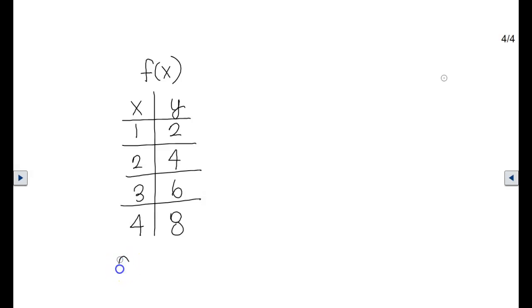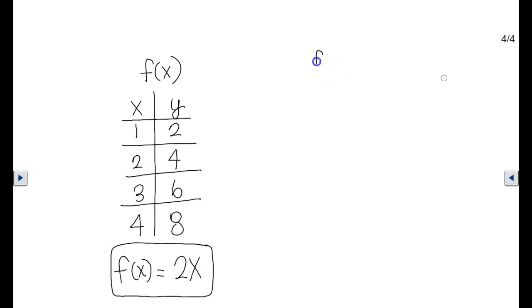So if I look at this and I think about what I see happening here, how are they determining that y value? 1 goes to 2, 2 goes to 4, 3 goes to 6, 4 goes to 8. It looks like the x value is doubling each time. 2 times 1 is 2. 2 times 2 is 4. 2 times 3 is 6. 2 times 4 is 8. So overall in this function, I can find f of x, or y, by doubling the x value, by multiplying it by 2.